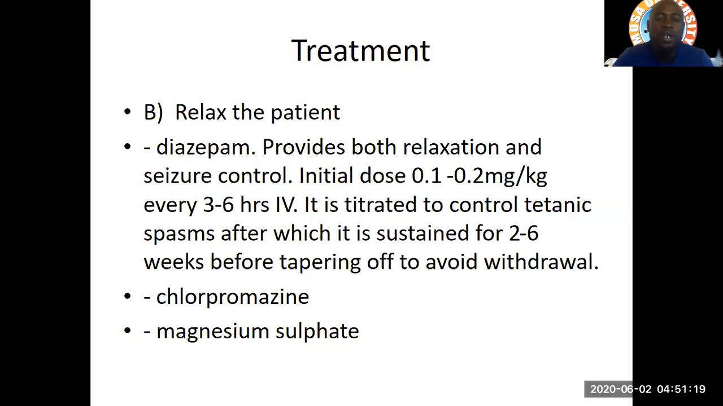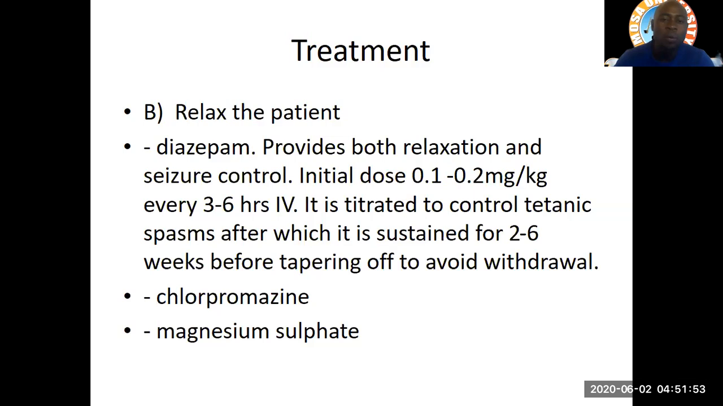Another goal here is that we know that there are spasms in these patients. They will present as if they are convulsing. So you have to relax the muscles to bring about comfort in this neonate. So you will give diazepam. Once you give diazepam, we know that this will bring about relaxation in the form of controlling the seizures. So we'll give 0.1 to 0.2 milligrams per kg every 3 to 6 hours intravenously.